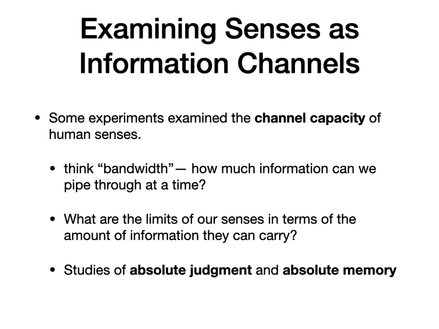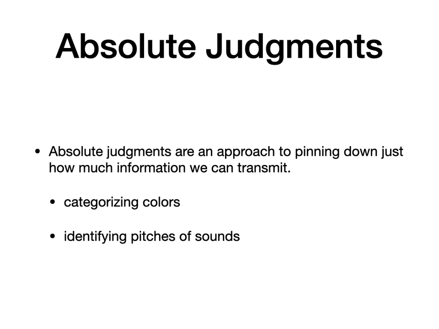So what are those? What does that mean? These are our route to understanding the limits. Absolute judgments. So absolute judgments try to capture how much information we can transmit by making someone, a human, a person in one of these tasks, categorize colors or identify pitches of sounds. The idea being that you have to make a judgment. So you have to have some kind of storage that keeps track of some sets of values until we run out of the ability to do it. So what does that all mean?